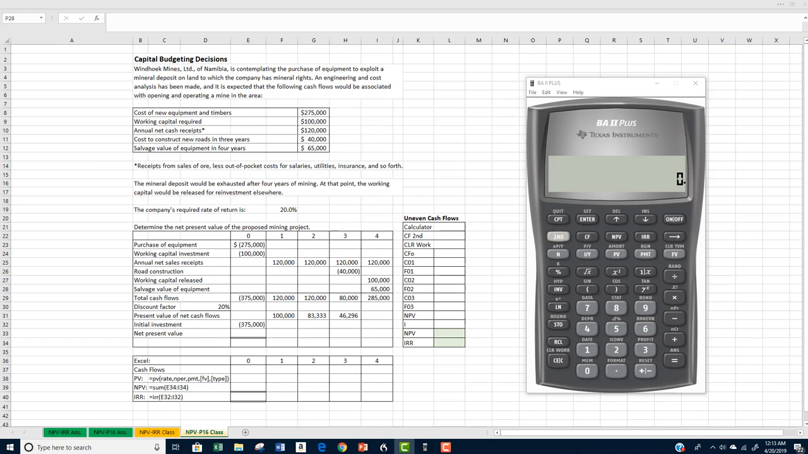For year 4, enter 4 for N, 20 for IY, 0 for PMT, 285,000 for FV. Press the CPT button, press PV, and the display will read 137,442.